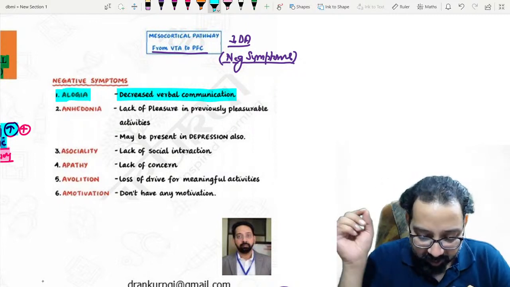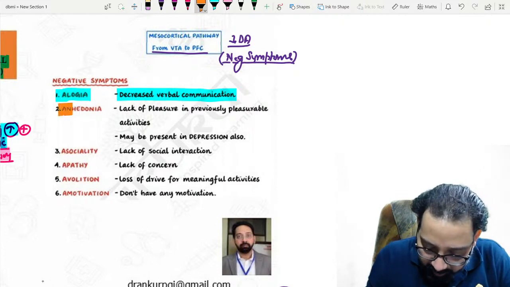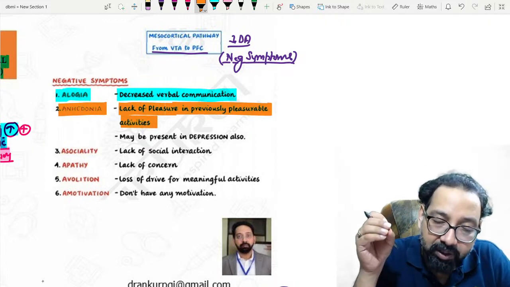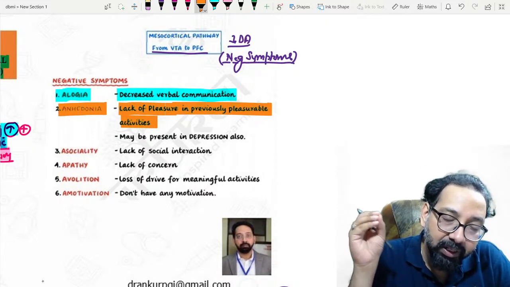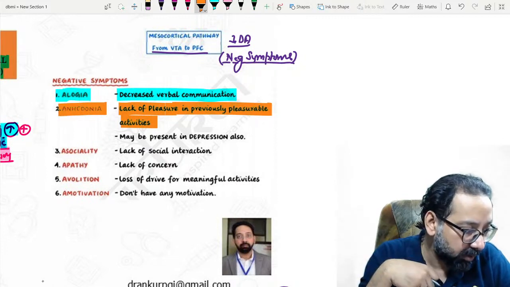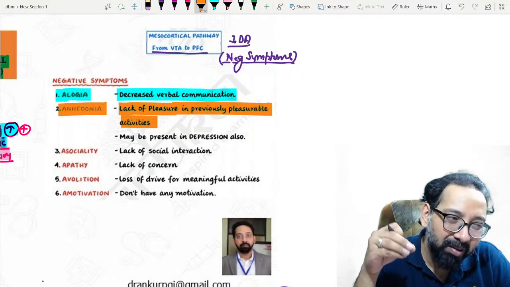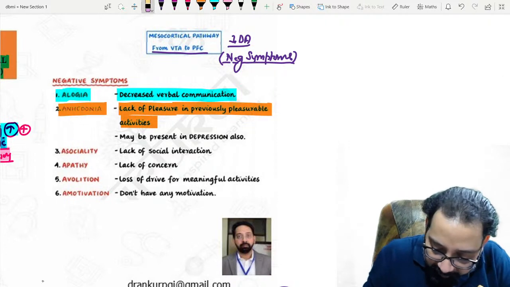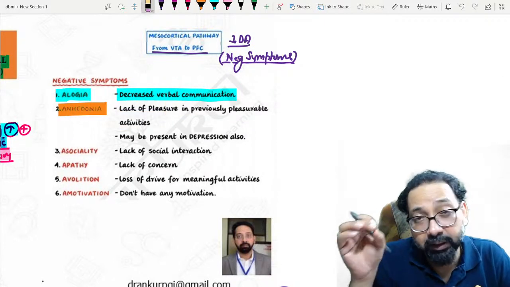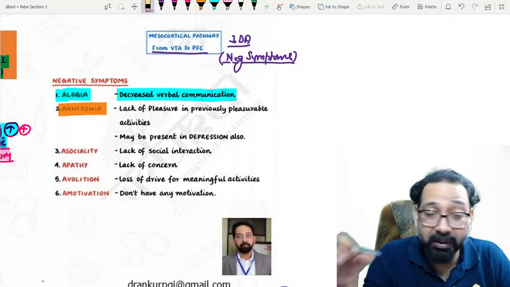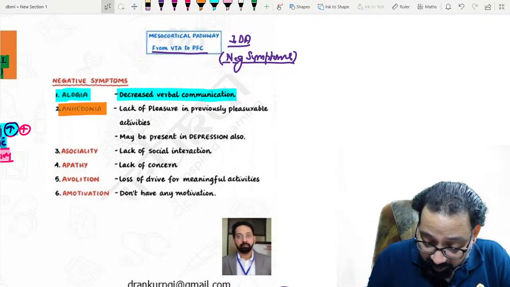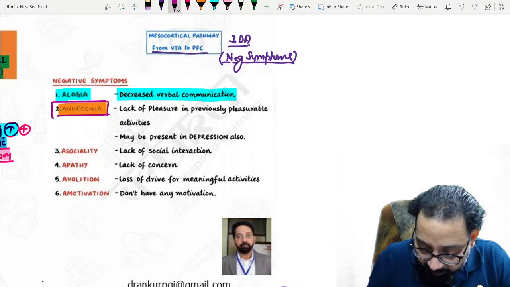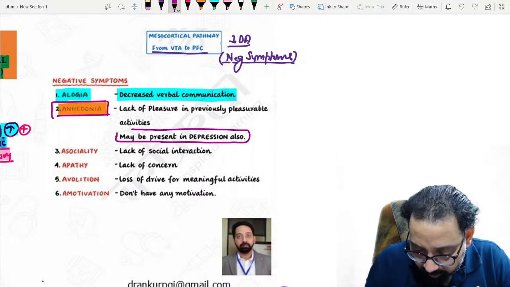Okay, alogia. Anhedonia. Anhedonia means lack of pleasure in previously pleasurable activity. Suppose I am a person who previously enjoyed playing cricket. Now I don't enjoy playing cricket. So this is anhedonia, lack of pleasure in previously pleasurable activity. Previously I used to enjoy playing cricket, but now I can't. This anhedonia is considered a negative symptom, and it may be present in depression also.